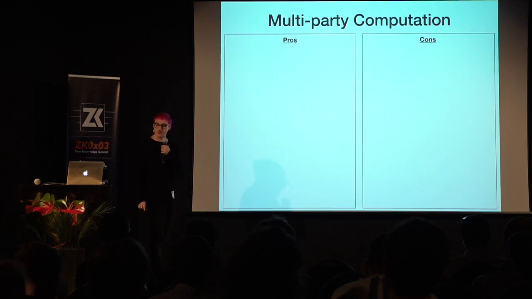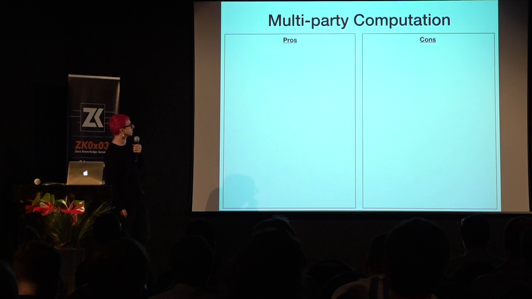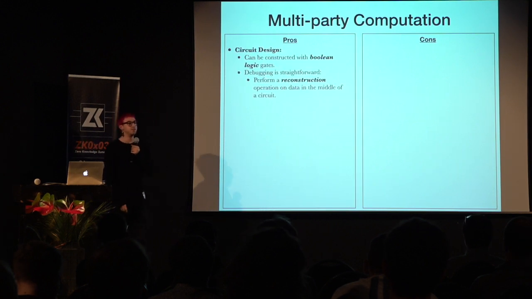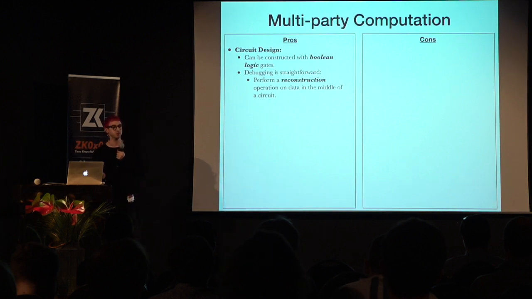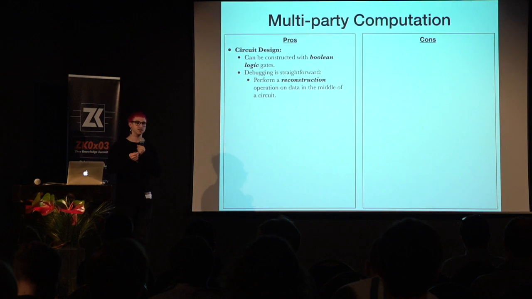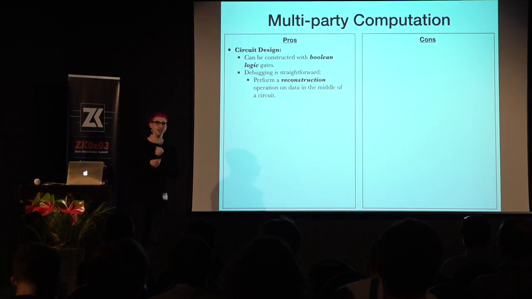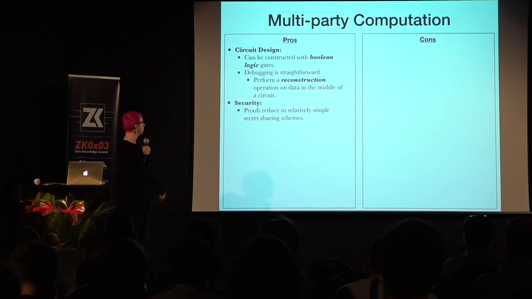So, briefly going over some pros and cons of multi-party computation. Circuit designs with MPC are relatively straightforward. They can be constructed with Boolean logic gates. Debugging is also straightforward as well. You can just perform a reconstruction at any moment in time whenever you're in the middle of your circuit. Say you're designing your circuit and you don't know why you have some value. Well, you can just reconstruct what you have at that moment in time and see what it is. I'm not saying it's easy, but it is straightforward. You can just pretty much say, give me this value, and reconstruct it, and you can get that information.